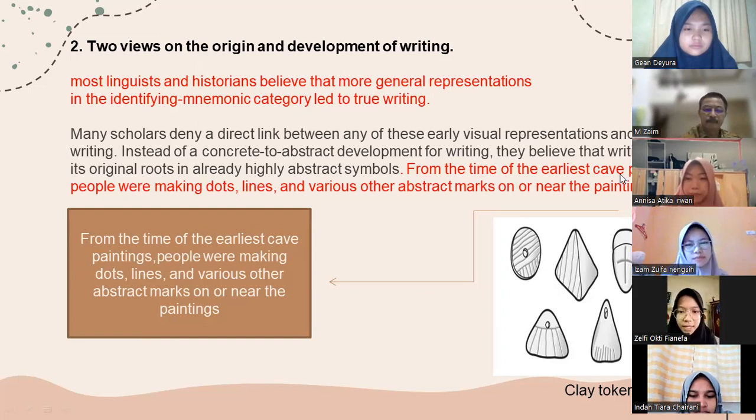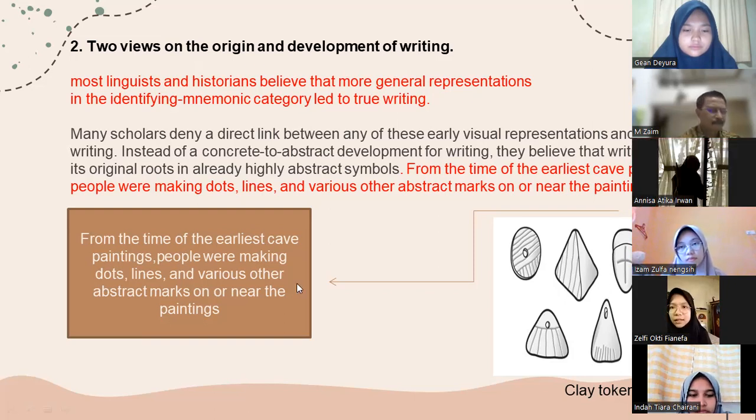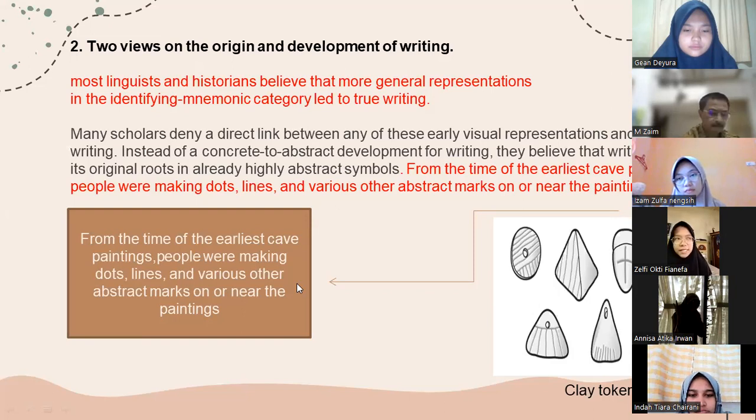Here we can see the picture of clay tokens. For the clay tokens, a dot or something can indicate numbers. If there were 10 sheep tokens and 5 goat tokens, then this would be the expected number of animals in the shipment. Subsequently, the tokens were stamped on the outside surface of the envelopes before being enclosed inside.